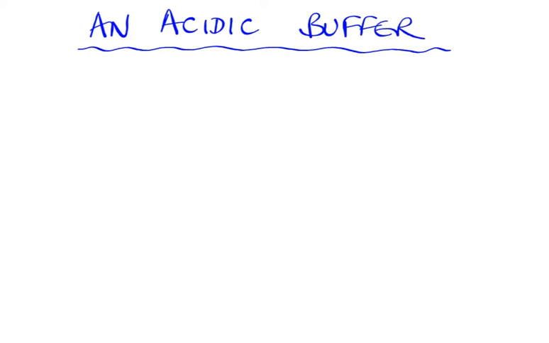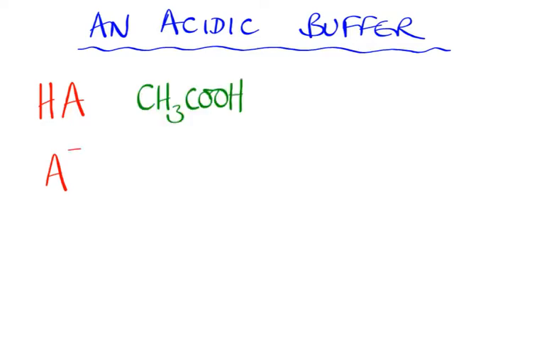Here we'll try and explain what an acidic buffer does and the two ways in which we can make it. So an acidic buffer will consist of a weak acid and its salt. An example of that would be ethanoic acid and its salt being ethanoate ions. So what does a buffer do?